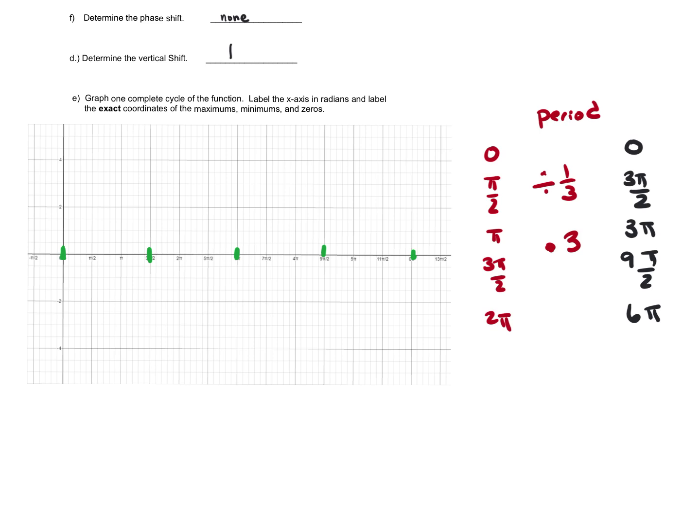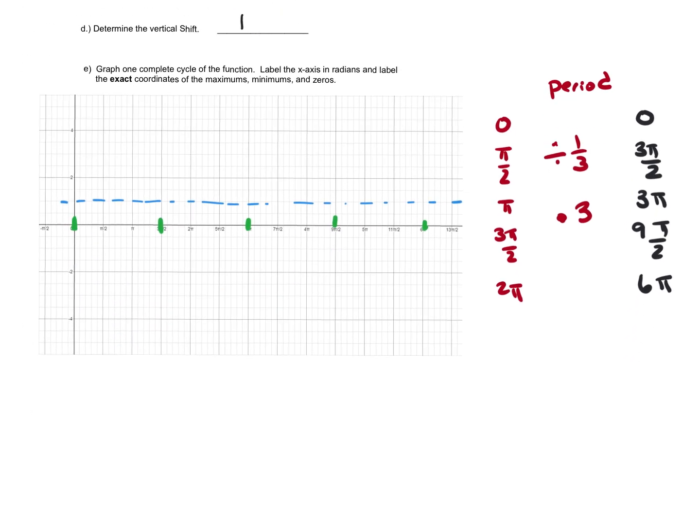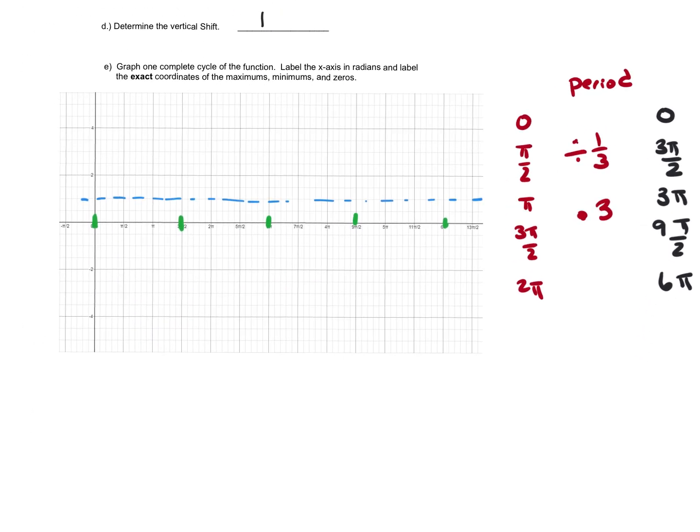So in this case, the shift up is 1. So I'm going to make my midline at 1. So I'll kind of put the dashed line there. Our amplitude was, I forgot already, it was 3. So I'm going to go up 3. So up 3 from 1 is at 4. And down 3 from 1 is at -2.